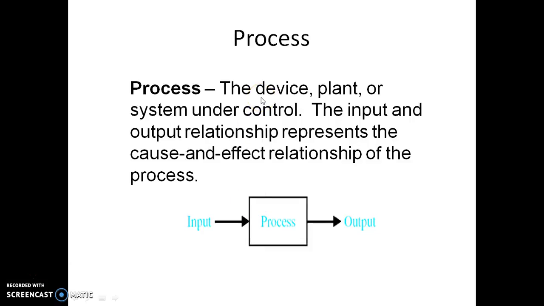Process. Basically, control systems are used in process. Now, what is process? Process is the device, plant, or system under control. The input and output relationship represents the cause and effect relationship of the process. Now, whatever is the input given to the process, it does the processing, and then the required or the final product is given as the output.